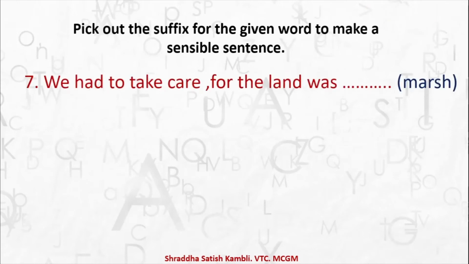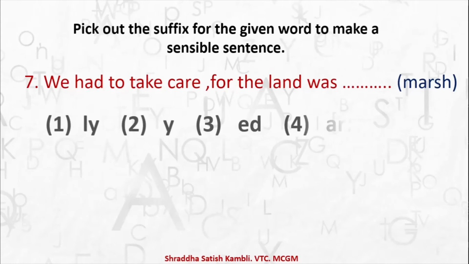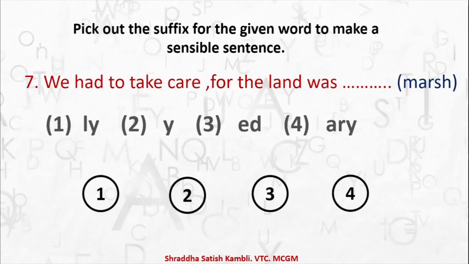We had to take care for the land was dash. The base word is marsh. Look at the options. So we had to take care for the land was marshly, for the land was marshy, for the land was marshed, or the land was marshery. What will be the right answer? Yes, it is answer number 2, where you add the letter Y to marsh to make it marshy. So we had to take care for the land was marshy.